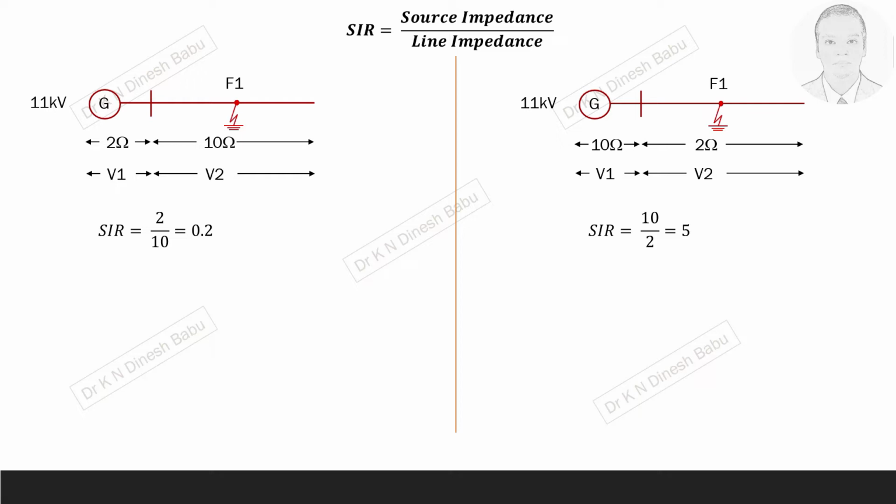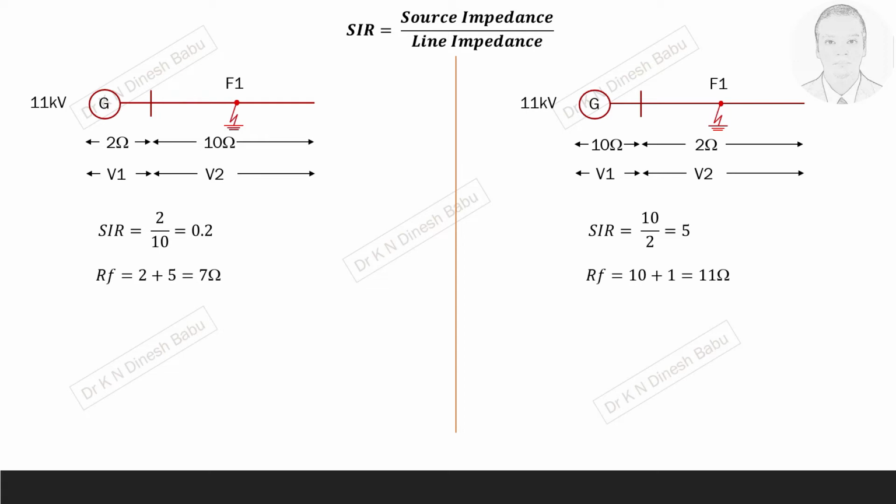Now what happens to the line impedance? The fault current flows only in the least resistance path. Therefore, the fault resistance would be 50% of the total line resistance. So the total resistance of the system can be calculated as the source impedance added to 50% of the line impedance. Therefore, 2 added with 50% of the line impedance, that is 5, results in 7 ohms. In the second case, it is 10 ohms added with 50% of 2 ohms, that is 1, which results in 11 ohms.